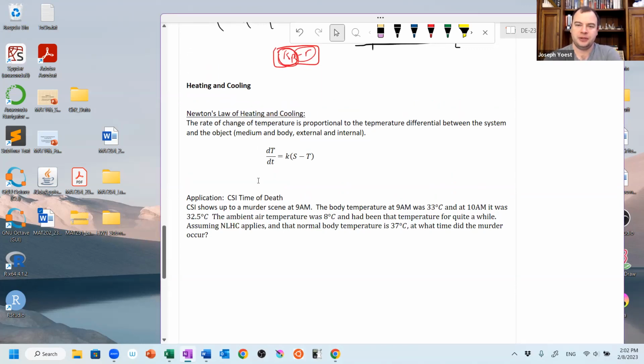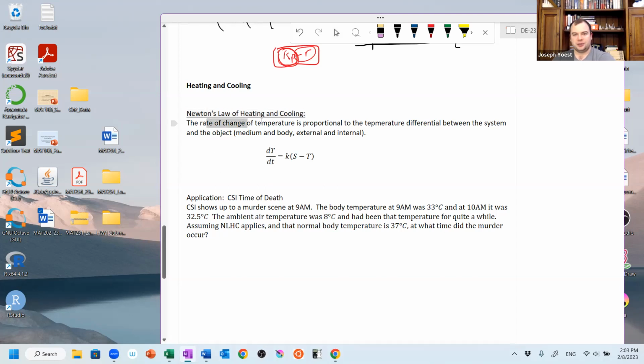Heating and cooling. So here we're thinking we have some physical object that has temperature, and it's in a system that has a temperature. We're going to use, at least for this topic, Newton's law of heating and cooling as the model.